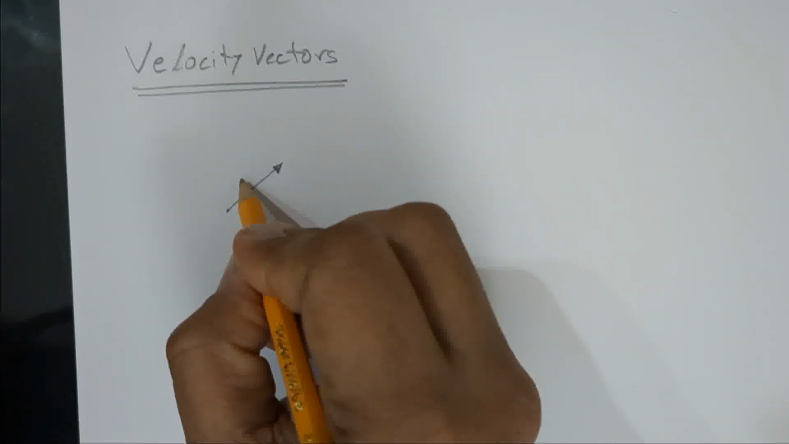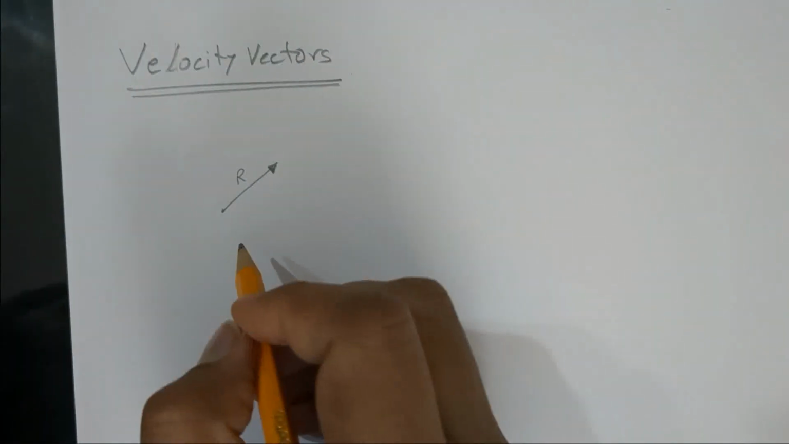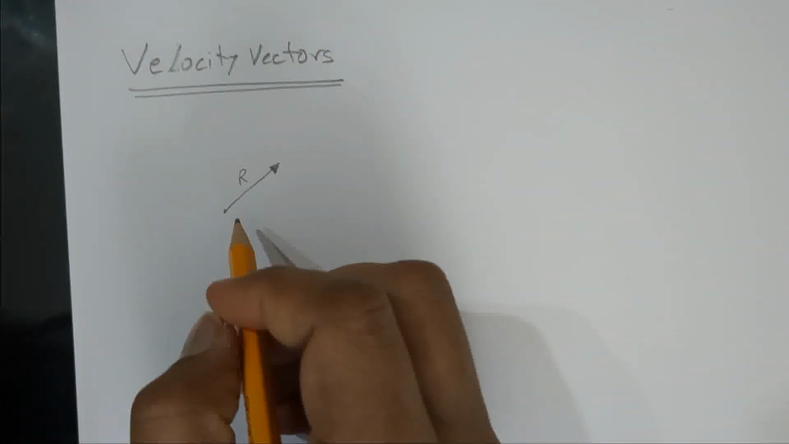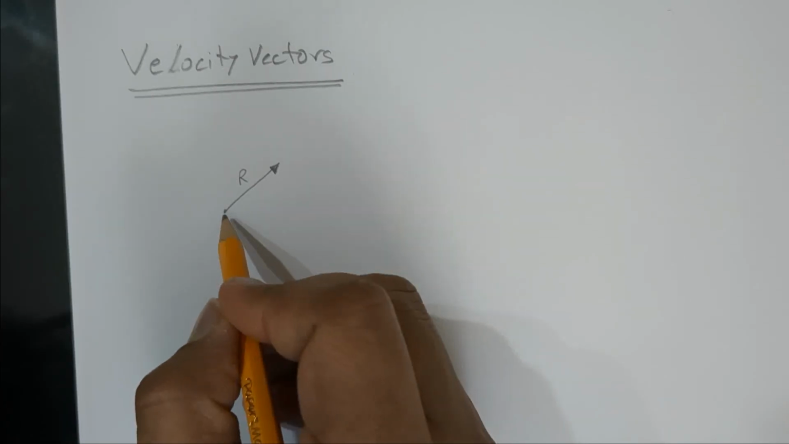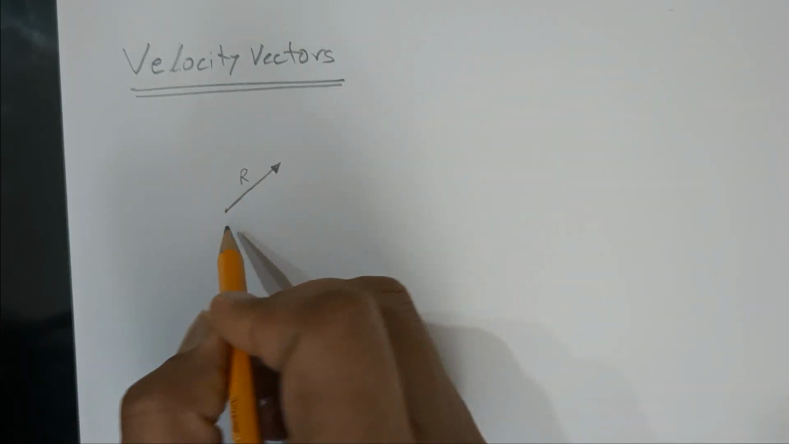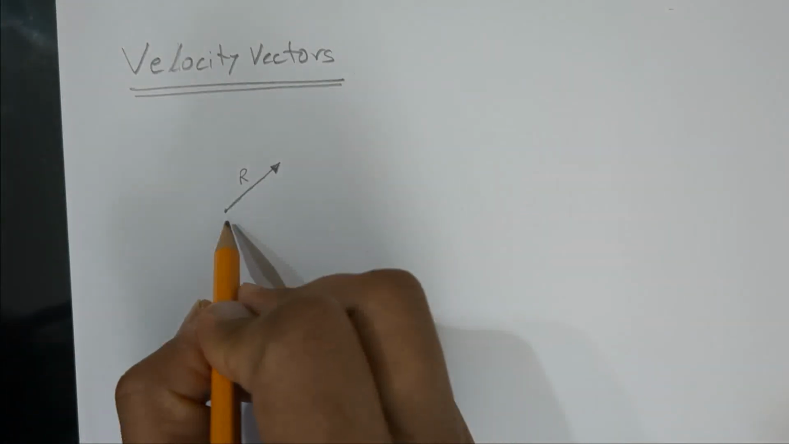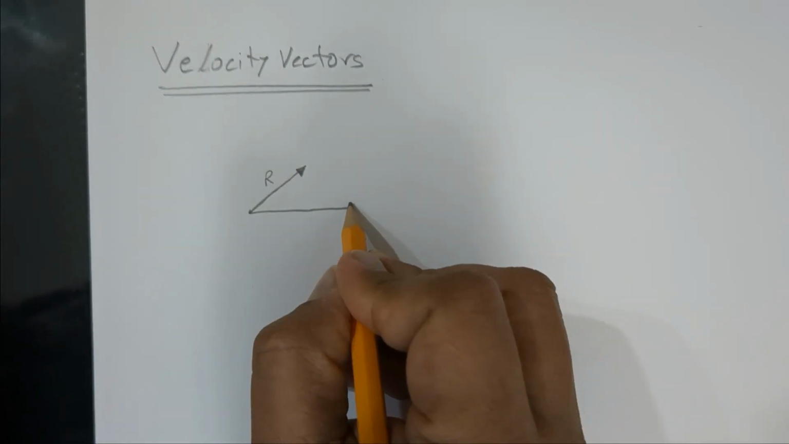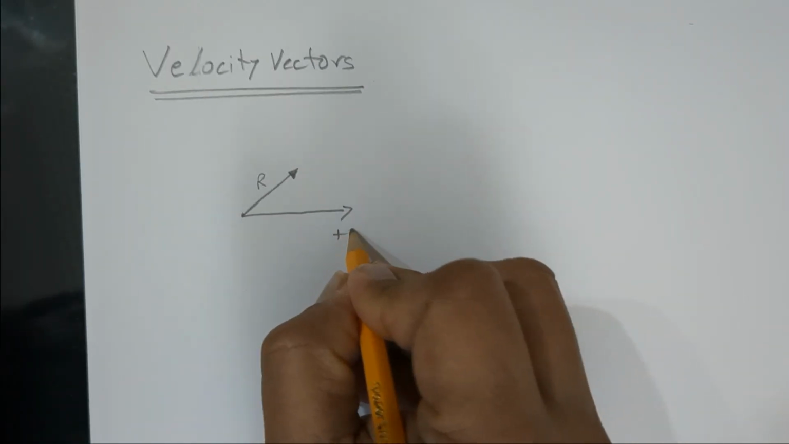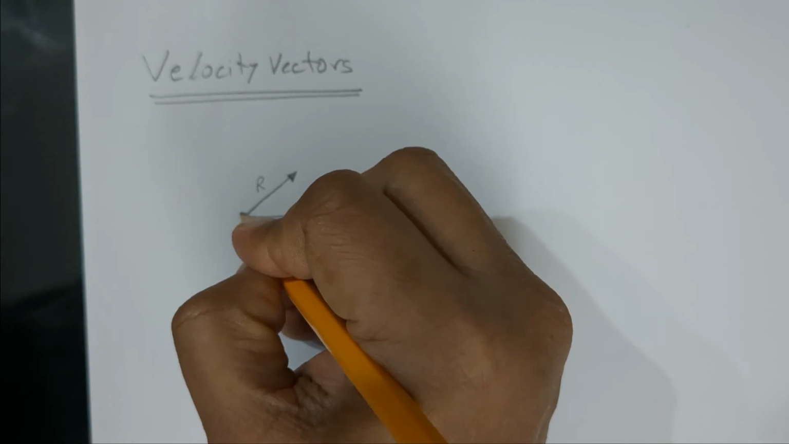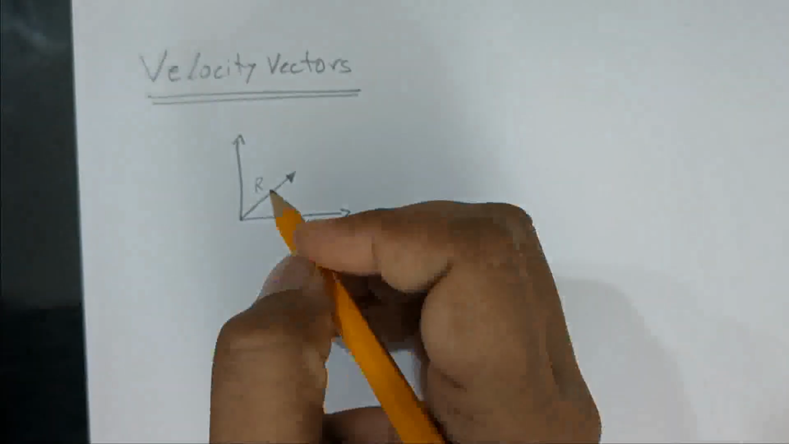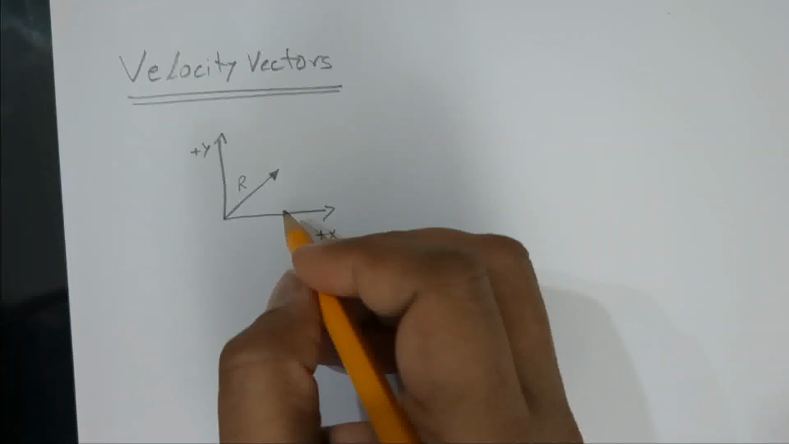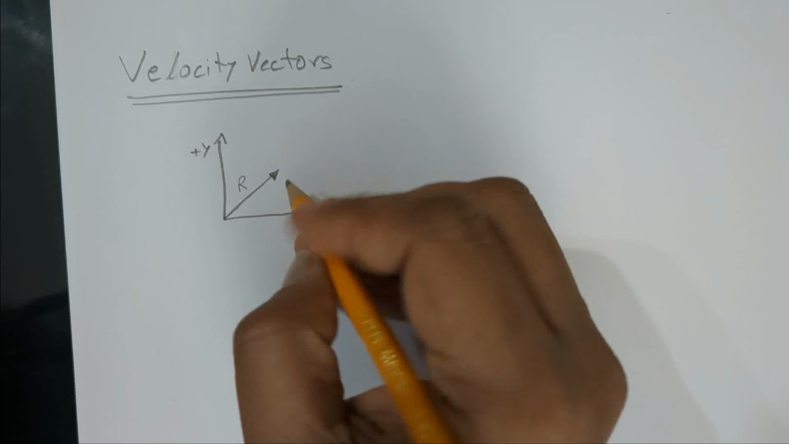So let's see if we have a vector R, right? Now this is a two-dimensional problem, so we'll just stay in two dimensions for this case. So you have R as a vector and it has two components basically, right? So you have the x-axis, we'll call it positive x, and then you have the y-axis, we'll call it positive y, and basically it has two components.